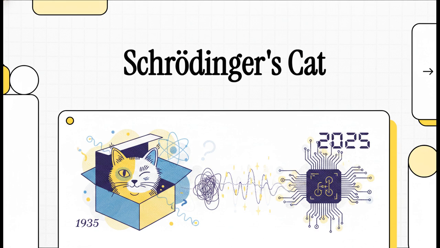Now, you've definitely heard the name Schrödinger's cat before, right? It's literally everywhere in pop culture. But today, we're going to unpack what it actually means, why it was invented in the first place, and how it's actively shaping the technology of our future.